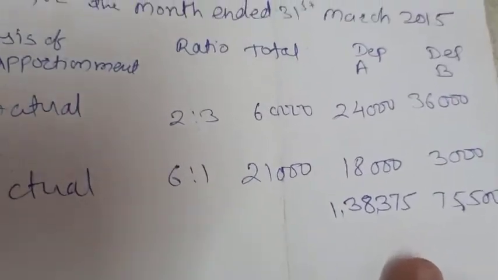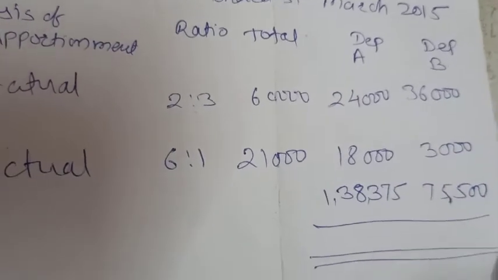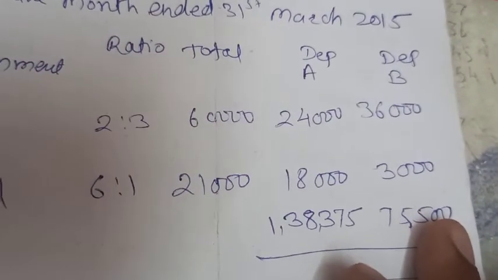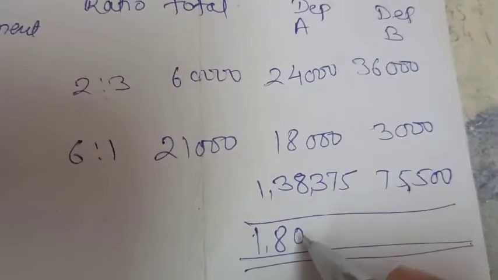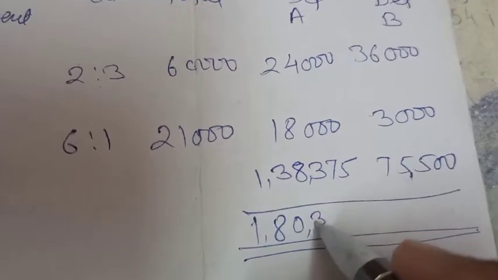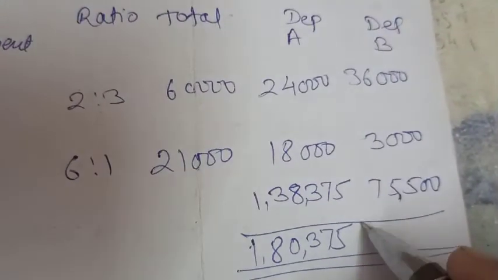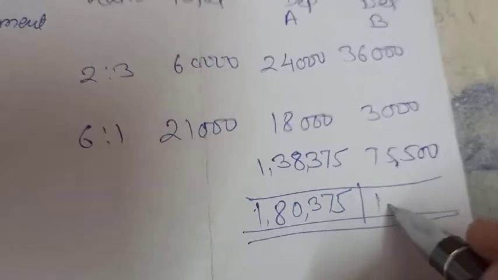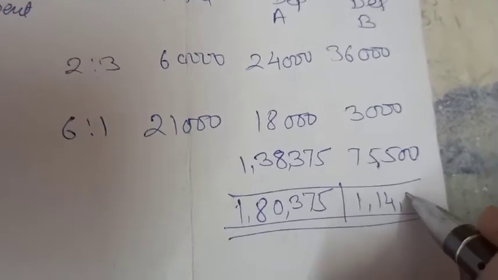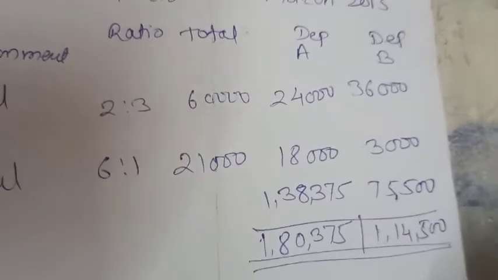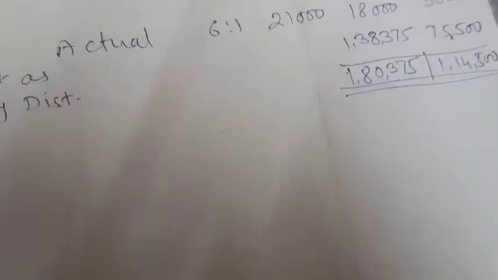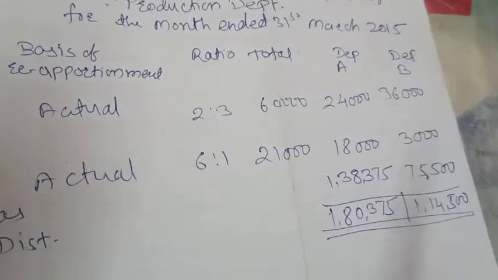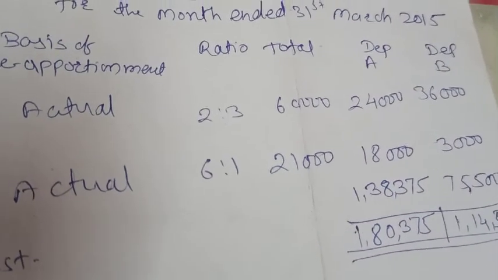Okay, simple. Now just make the total of production department A. It is 1,80,375 and for production department B it is 1,14,500. Okay, just mind the direct wages. Okay, clear? Thank you.